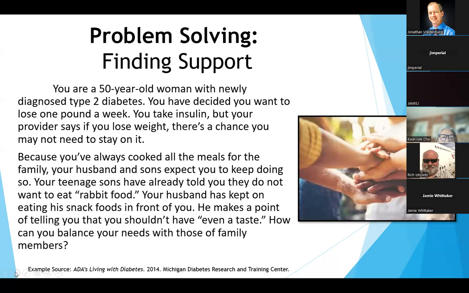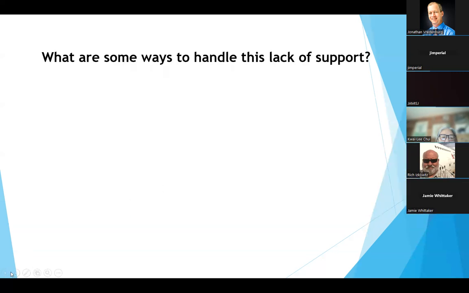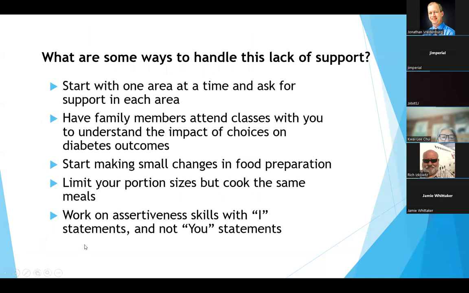So if we look at this particular scenario and we're talking about the problem here, what is the problem? Individual newly diagnosed with diabetes doesn't have perceived support from her family members. So how can we handle this problem, this lack of support? Here are some things that came to mind for me. Try to start small, maybe start with one area at a time.